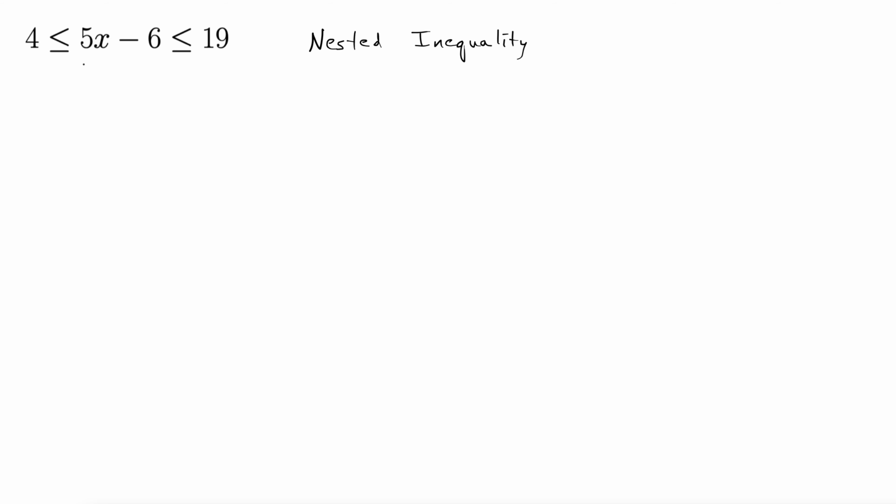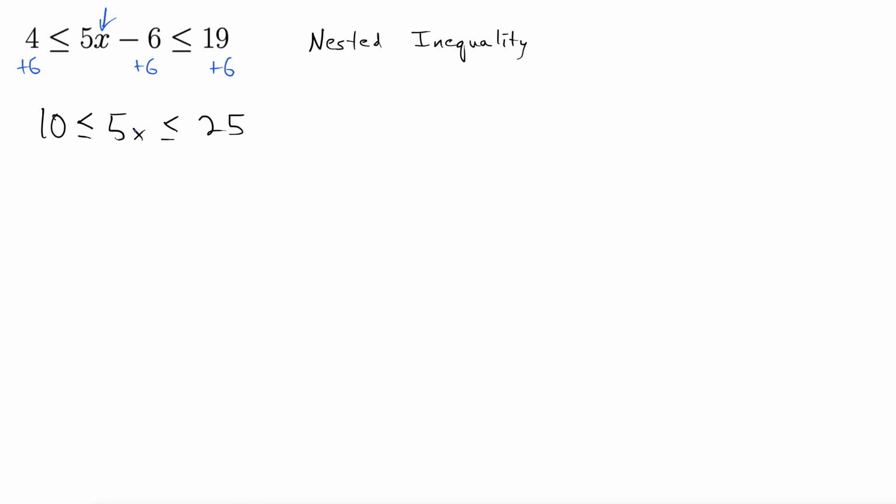You do the same thing you would in normal solving, but now you do these operations to 3 sides at the same time. I'll show you what I mean. We're trying to work our way in towards x here, right? That's our goal. So I need to get rid of this minus 6 here, so I'm going to add 6, and I do it to all 3 sides at the same time. Look at that. So now we have 10 less than or equal to 5x less than or equal to 25.